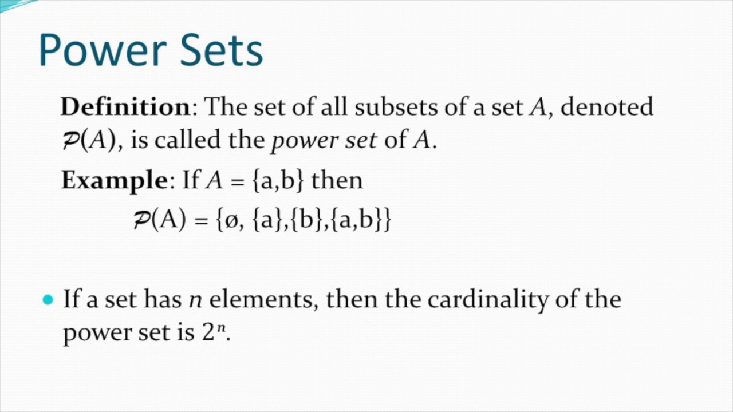Now, there is another example of sets called the power set, where we have all subsets of a set A, denoted by P(A), called the power set of A. If A has the elements a and b, then the power set of A, which is the combination of all elements in this set, will be phi, because phi is a subset of any set, then a alone, b alone, and a and b together, because {a, b} is a subset of that set. So the cardinality of the power set is 2 to the power n, where n is the number of elements you find in the set.